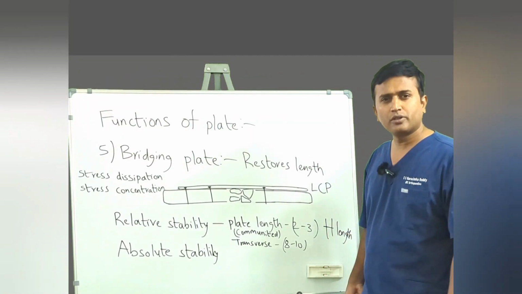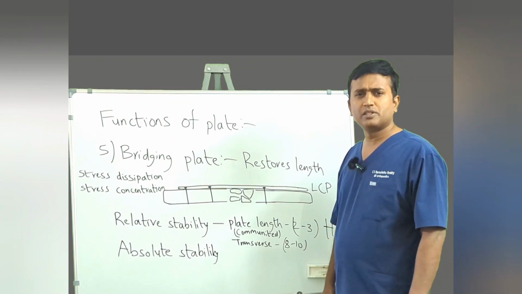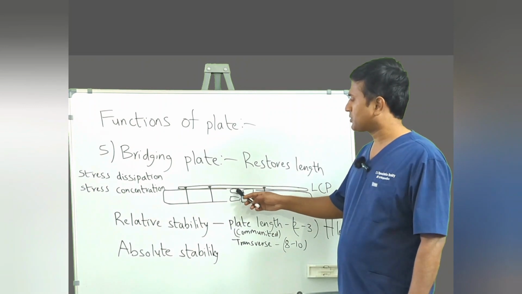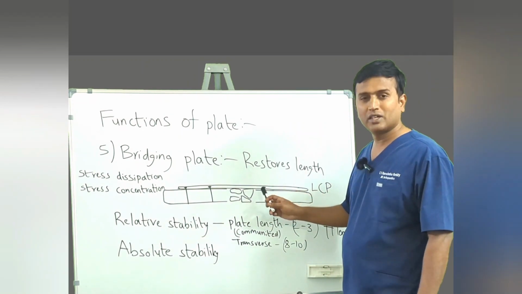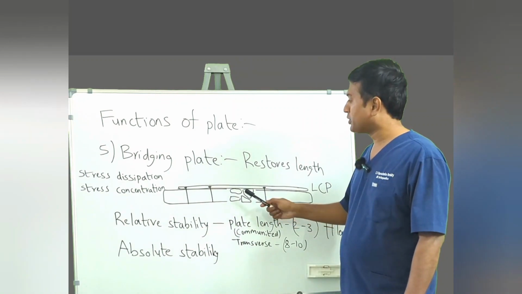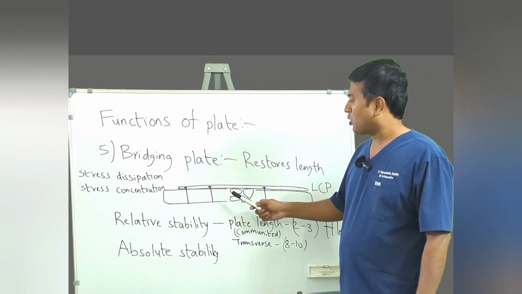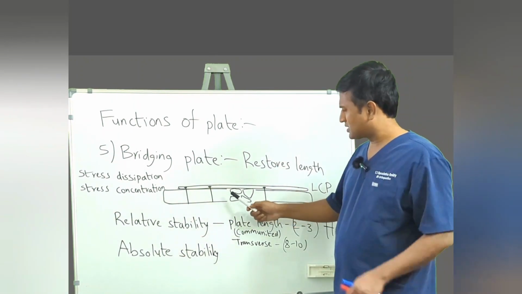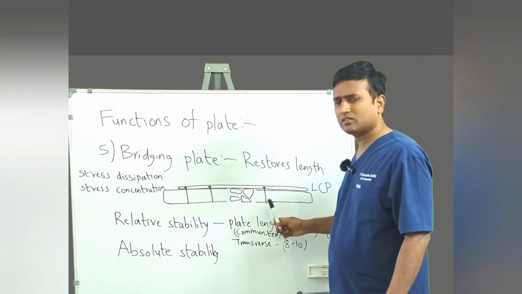So friends, now we are going to discuss the topic of the bridging plate. When is a bridging plate used? Whenever there is a comminuted fracture and we want to restore the length of that particular bone, then we are going to use this locking compression plate. And how do we fix these screws? Can we fix them near the fracture site, or far away from the fracture site?